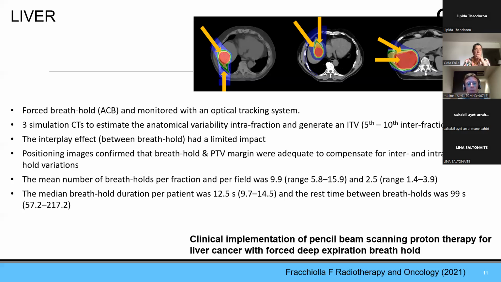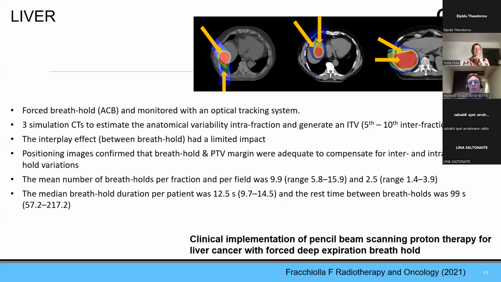and I put it here even if it's protons, because they're also using forced breath hold with the ABC, and I think they, not having the possibility of having daily images and continuous monitoring of the tumor position during the treatment, use the ABC with, I think, an interesting approach.